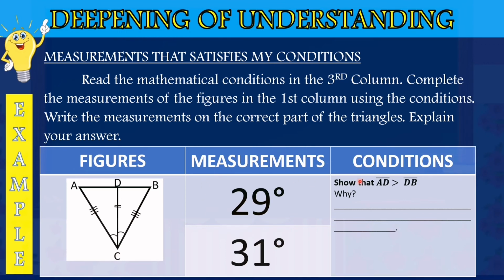So since we have side AD greater than DB, we will pick the larger angle and put it on the opposite angle of side AD. So, angle ACD measures 31 degrees and angle DCB measures 29 degrees. Why? The longer the third side is opposite the larger angle. So we have it.